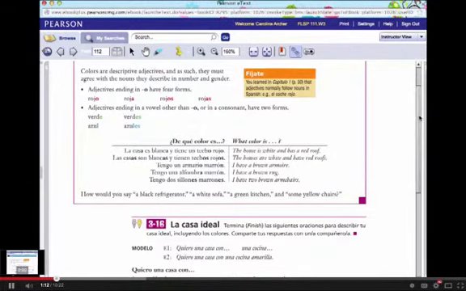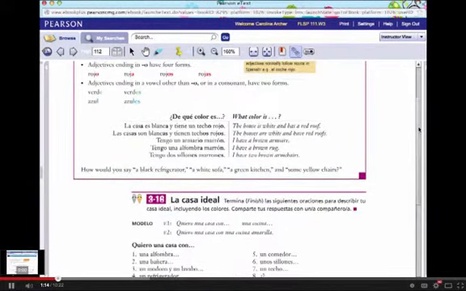Okay, and to ask the question, what color is it, or what color are some things: De qué color es, if it's something singular, or if you say las casas son blancas, the question is de qué color son las casas. Okay, muy bien.